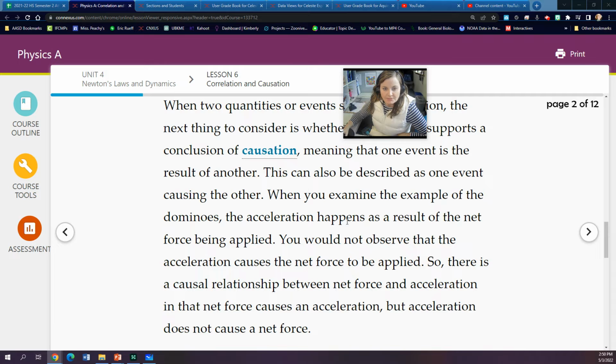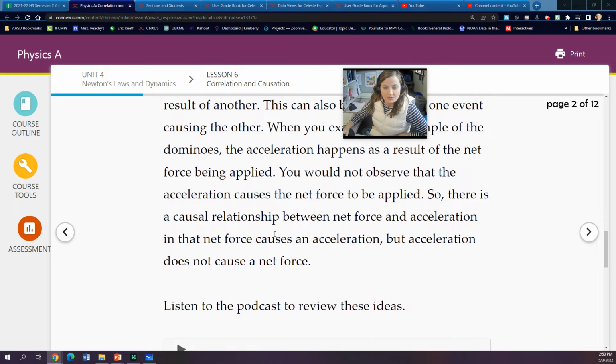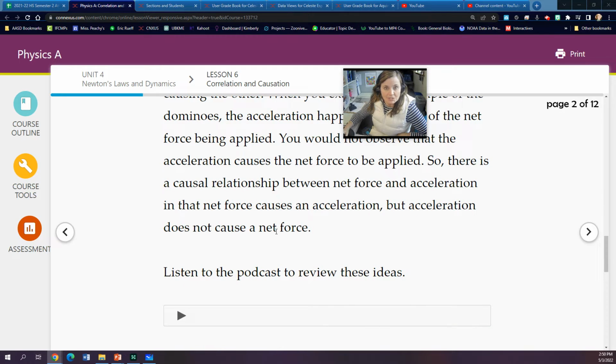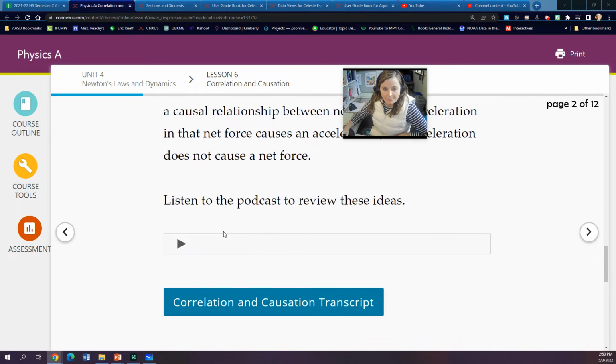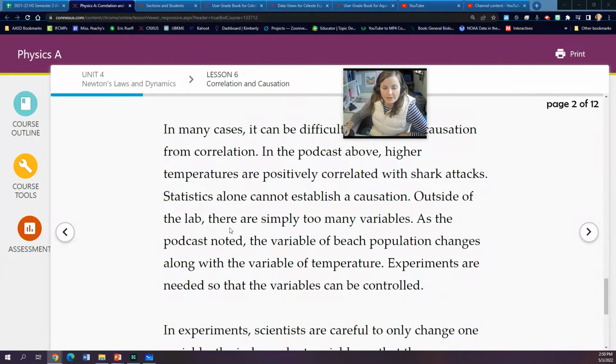So it says this can be described in this example: the acceleration happens as a result of the net force being applied. You would not observe acceleration if net force wasn't applied, so it's a causal relationship. If I increase the net force, then acceleration is going to increase, so they're directly related to one another. But acceleration does not cause a net force. Just because something's accelerated doesn't mean a net force is being applied. So one doesn't cause the other. When I push it, it causes acceleration, but acceleration doesn't cause me to push it. That makes sense. I don't like the example. I honestly don't think it's a great example.